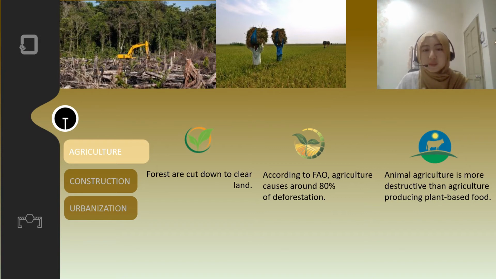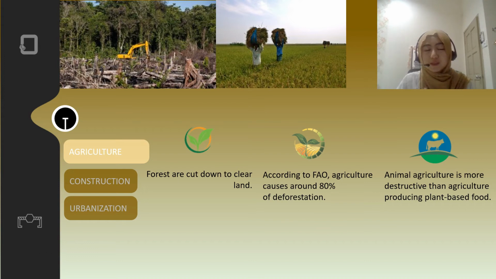However, in order for agriculture to operate, forests are cut down to clear land. According to the FAO, the Food and Agriculture Organization, agriculture causes around 80% of deforestation. From the same article, commercial or industrial agriculture was found to cause around 40% of forest loss in order to search for space to grow food, fibers, or biofuel.